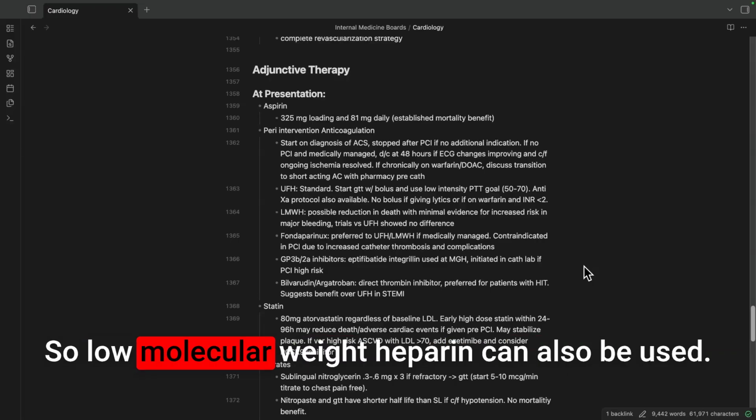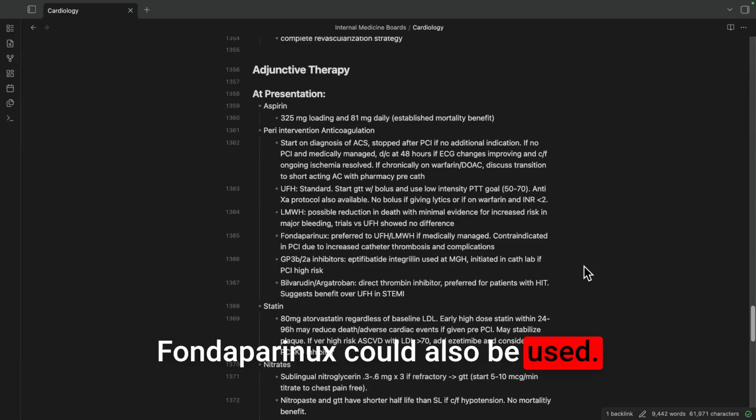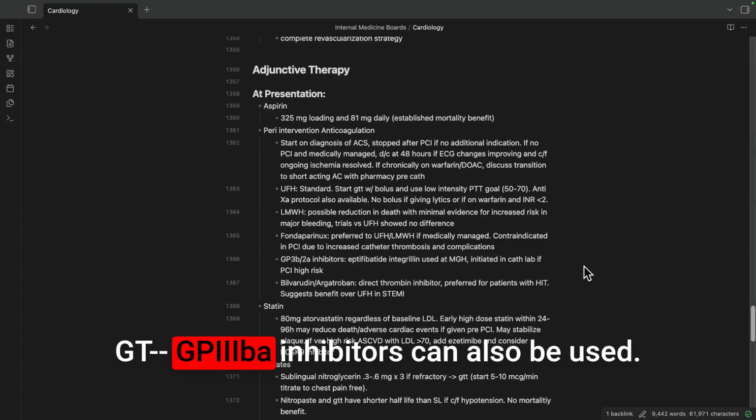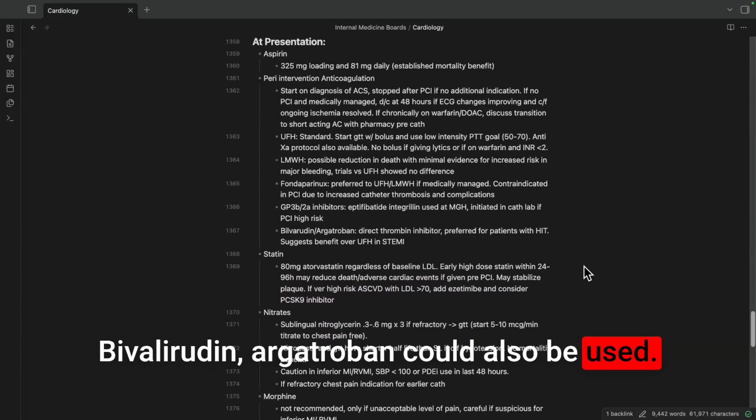So low molecular weight heparin can also be used. Fondaparinux can also be used. GP3B2A inhibitors can also be used. Bivalirudin, argatroban can also be used.